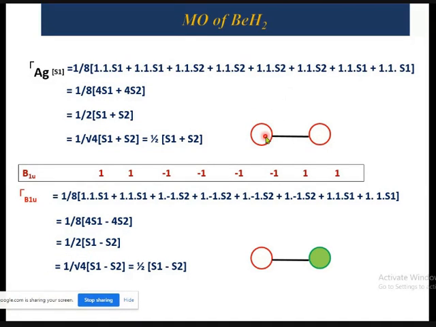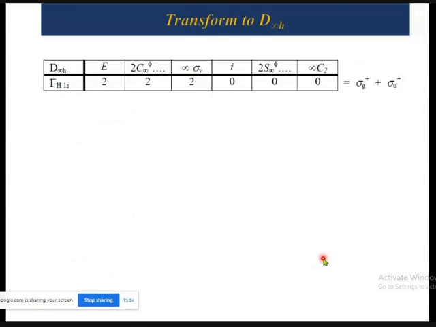Right? In the first one, both are unshaded. In the second one, one is shaded and the second one is unshaded. Why? Because the SALC equation for that particular case is S1 minus S2. Clear? Now let us move ahead.